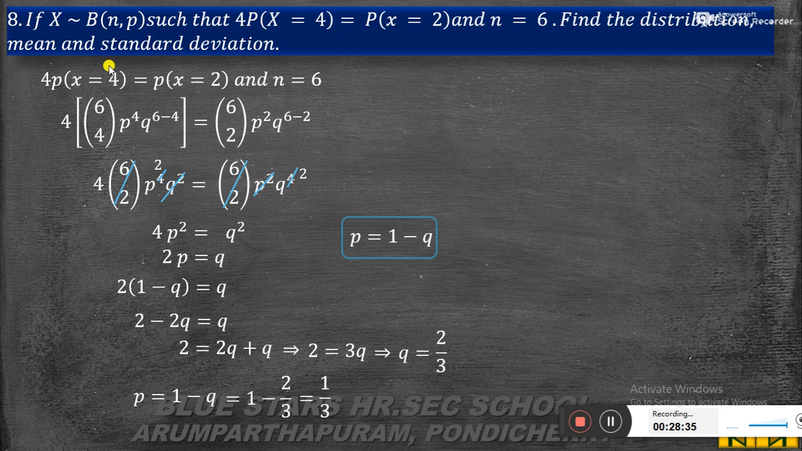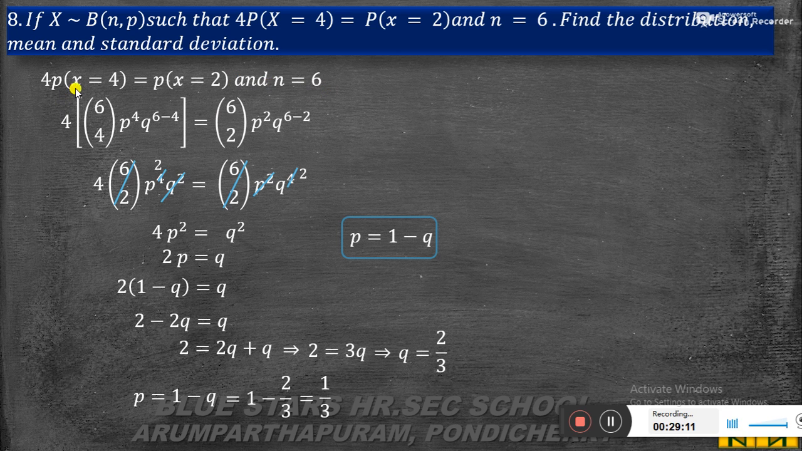Eighth problem. If x is related to binomial of n comma p such that 4 into probability of x equal to 4 equals probability of x equal to 2, and n equal to 6, find the distribution mean and standard deviation. You see here, x is binomial of n comma p such that 4 into probability of x equal to 4 equals probability of x equal to 2, and n equal to 6.